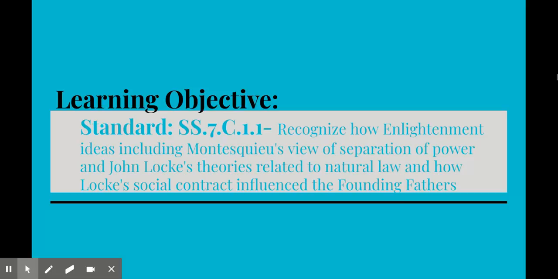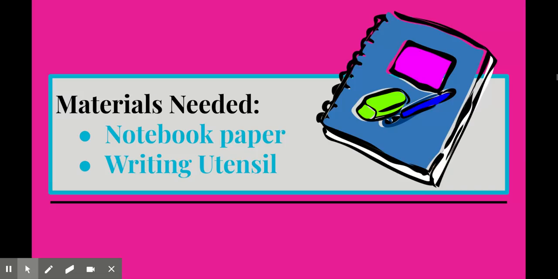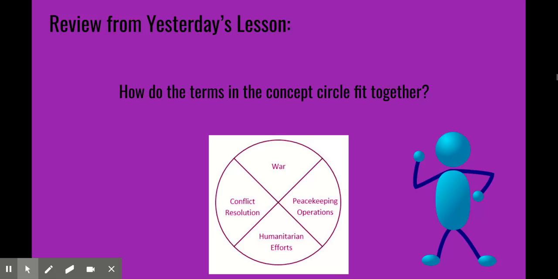For this video, we will be focusing on Standard 1.1, recognizing how Enlightenment ideas, including Montesquieu's view of separation of power and Locke's theories related to natural law and how Locke's social contract influenced the Founding Fathers. For this lesson, you will need notebook paper and a writing utensil to answer questions and take notes. If you joined us for our last video, have your notes in independent practice to review.